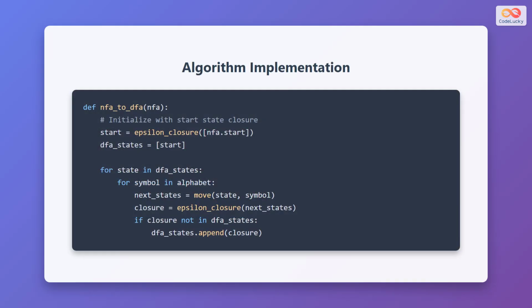Here is a snippet of code to illustrate the algorithm's implementation. We define a function NFA_to_DFA that takes an NFA as input. It initializes the DFA with the epsilon closure of the NFA's start state. The code then iterates through the states of the DFA, and for each symbol in the alphabet, it computes the next states using the move function, followed by calculating the epsilon closure of these next states. If this closure is not already in the DFA states, it's added.